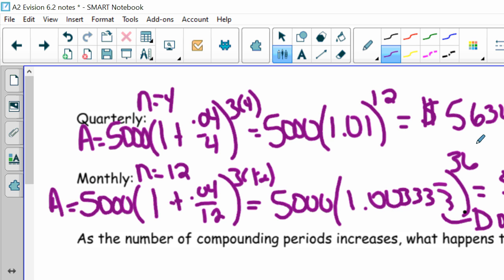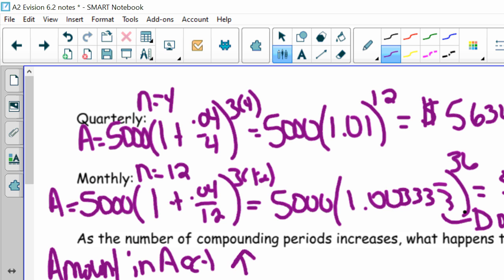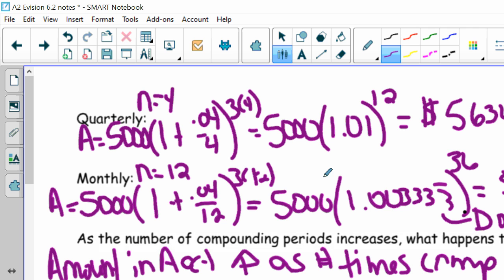So we started out once a year, we made $624.32. If they did twice a year, it jumped up to $630.81. Quarterly, so 4 times a year, it jumped up to $634.13. And every month, it jumped up to $636.36. So the amount in the account increases as the number of times it's compounded increases.